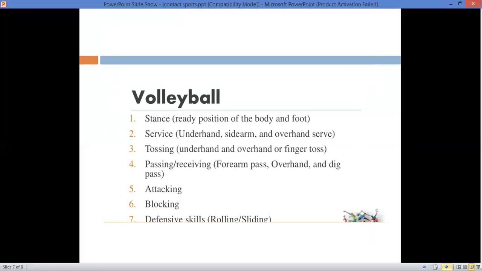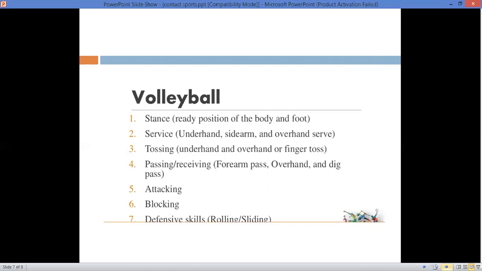Volleyball is also a sport that involves teamwork. The things that are involved are stance, service, tossing, passing and receiving, attacking, blocking, defensive skills like rolling and sliding. Even in this, there must be a proper interaction between the players to hit the ball three times. If the two players hit among themselves, then the ball gets dropped onto the ground and they lose their serve.